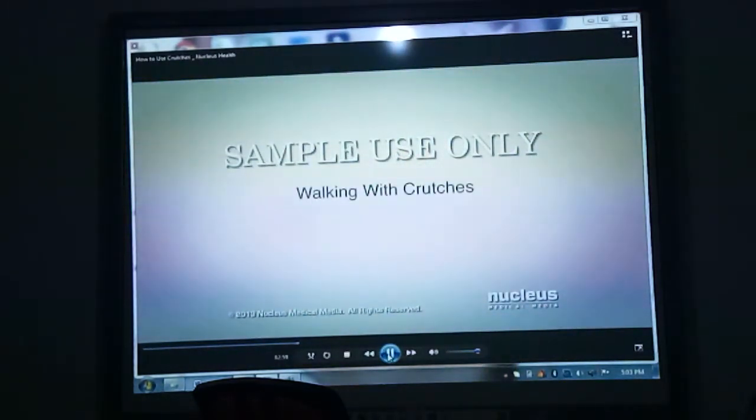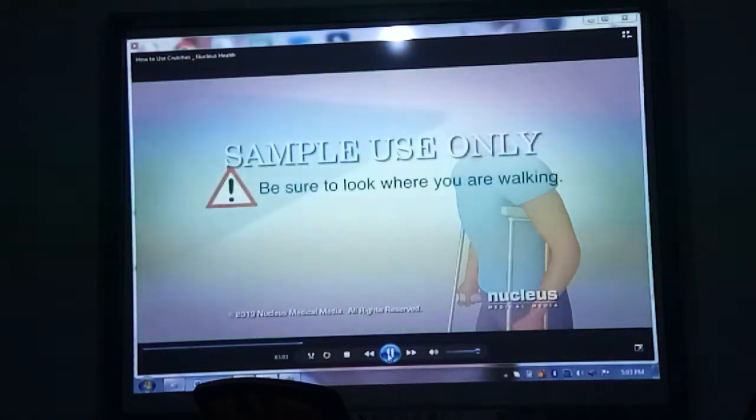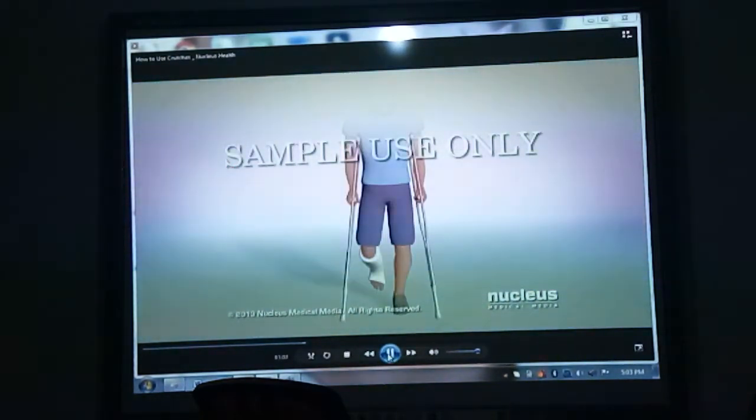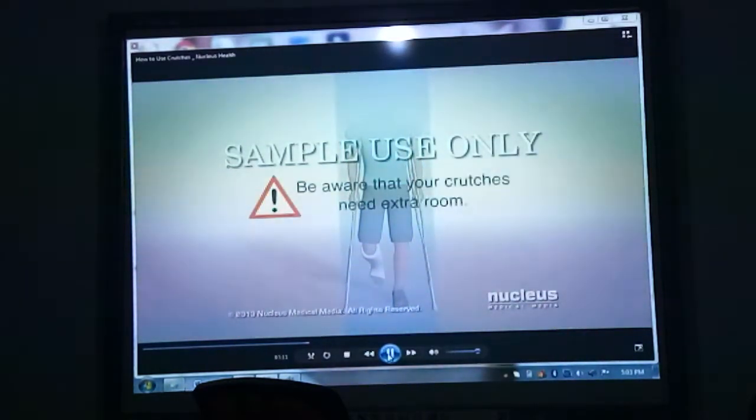Now you'll learn how to walk with crutches. Be sure to look where you're walking. Don't just look down at your feet. Also, be aware that when you walk, you will need extra room on either side of your body for your crutches.